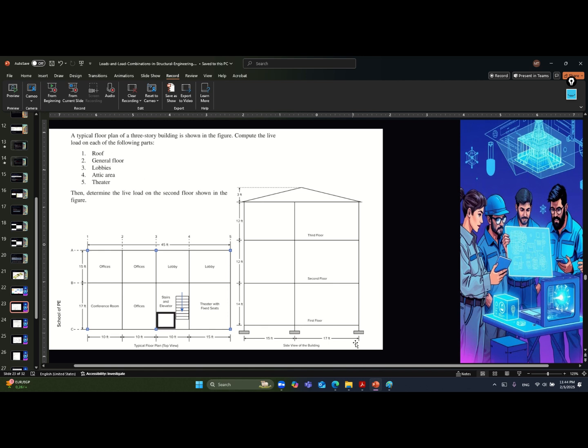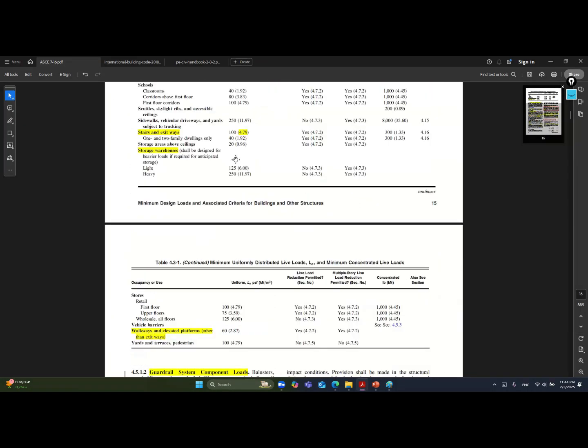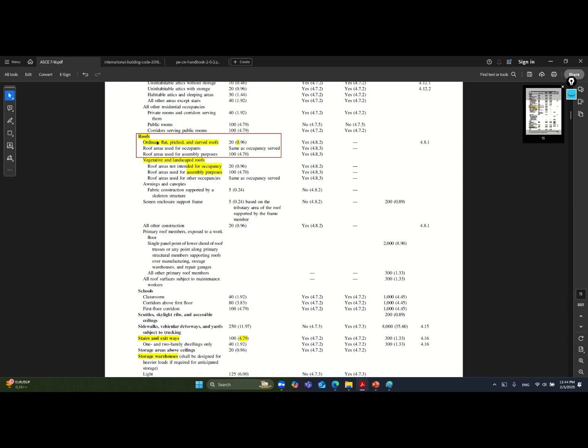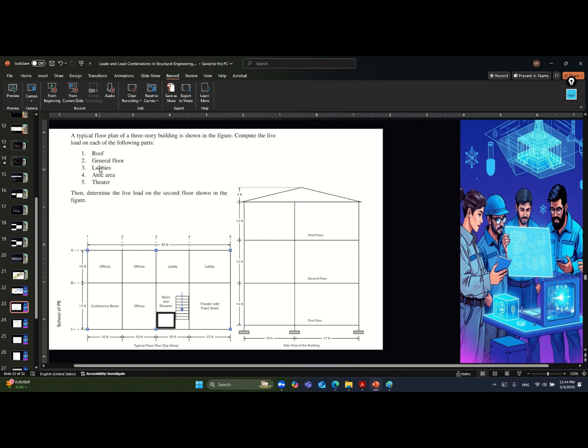So you will have to go to the table. Okay, and of course for the roof, the value is like 0.96, and for each occupancy you will get the corresponding live load, and you calculate it directly.